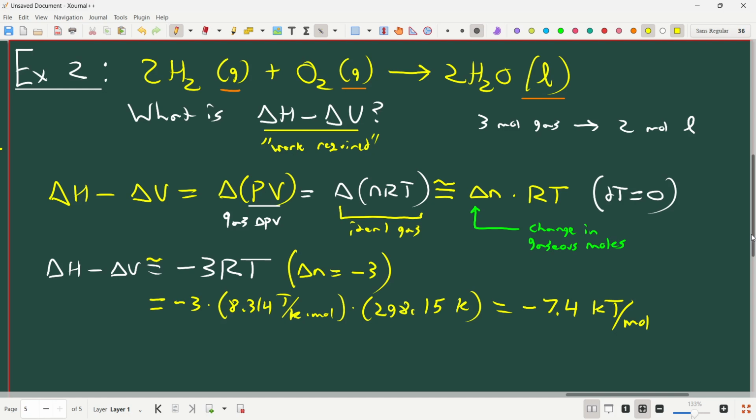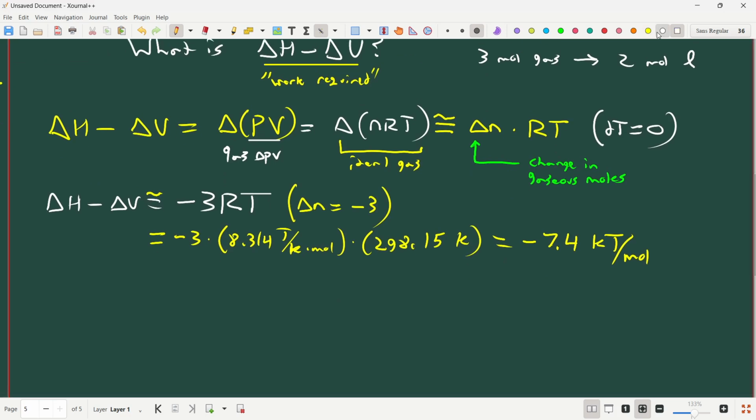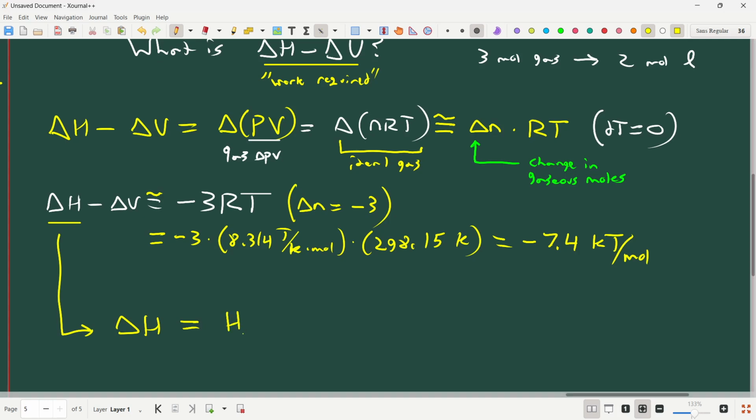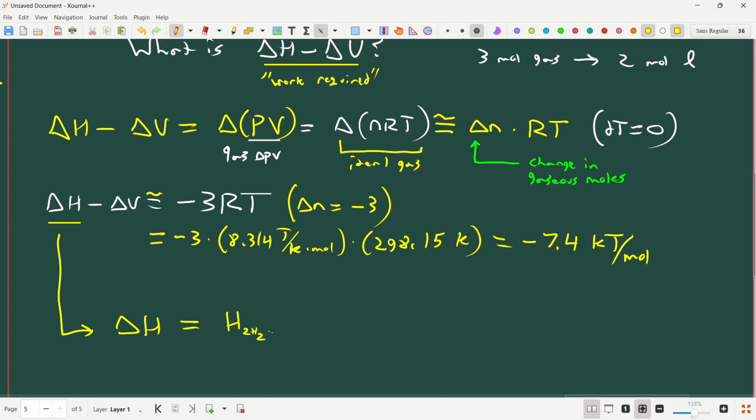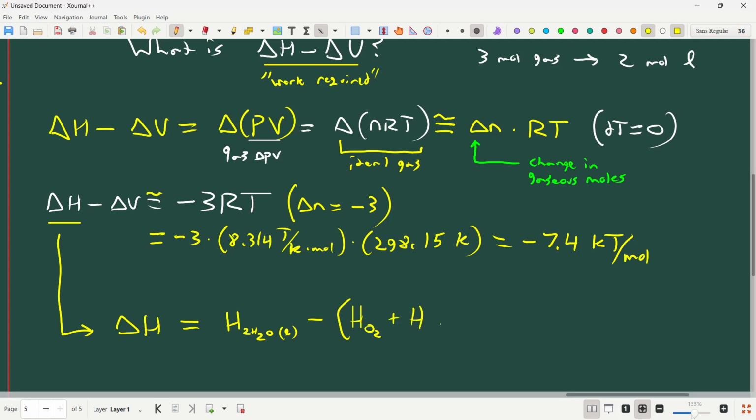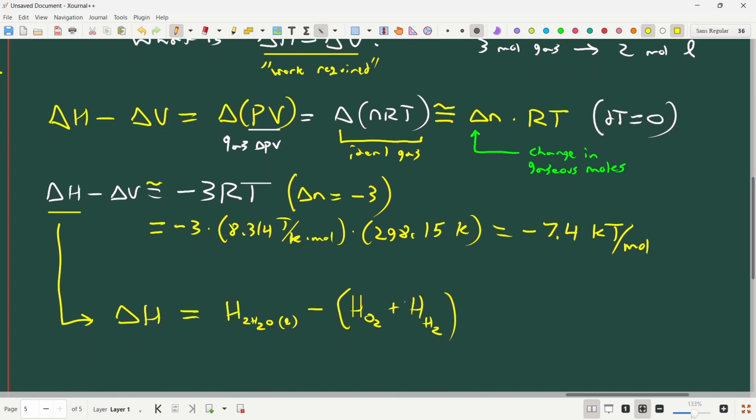All right, so now I want to calculate delta H, and delta H is going to be the enthalpy of the products, 2H2O liquid, minus the enthalpy of the O2 plus the enthalpy of the H2. And there's some numbers here. Yes, there's a 2 here, and there's a 2 here. All right, got to multiply by 2.